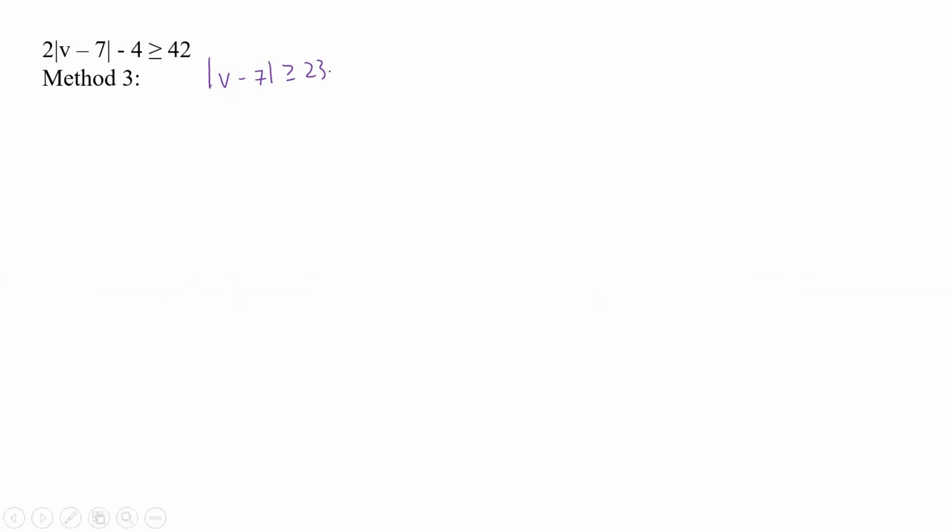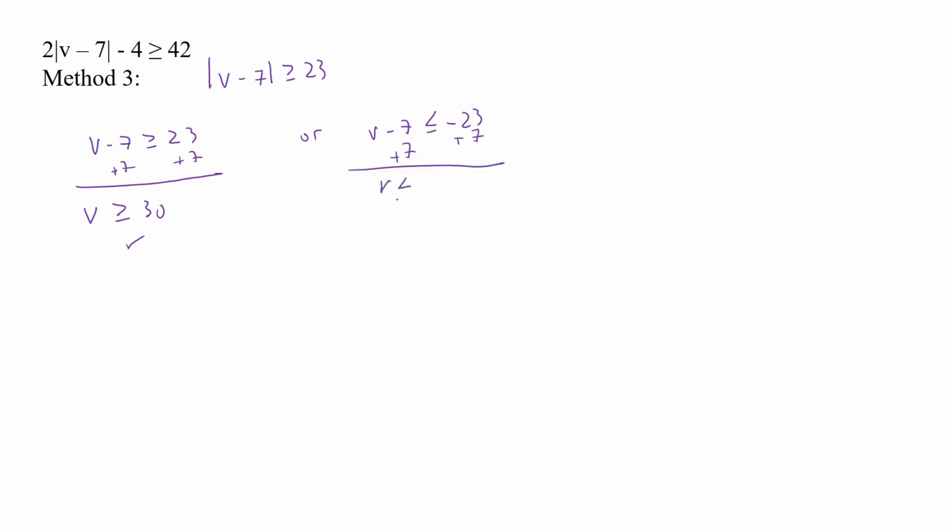Now with method 3, what it says is we're going to drop the absolute value and say v minus 7 is greater than or equal to 23, and then we're going to say or v minus 7 is less than or equal to a negative 23. Okay, well then we say, well, let's add 7 to both sides. And so v is greater than or equal to 30. So that's the first part. And remember, when we get this, this is going to be the actual intervals that we have. And so here we're going to add 7. And so v is less than or equal to negative 16.